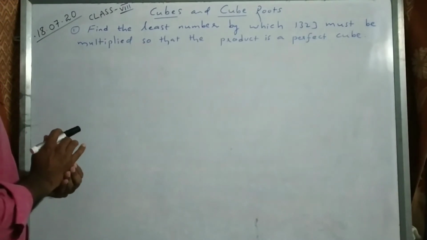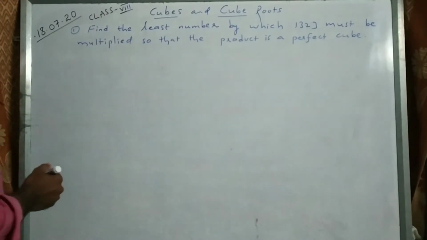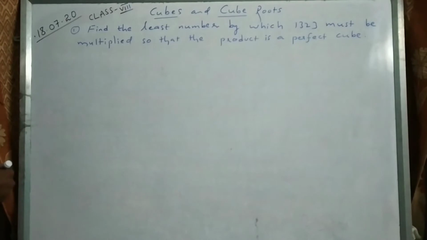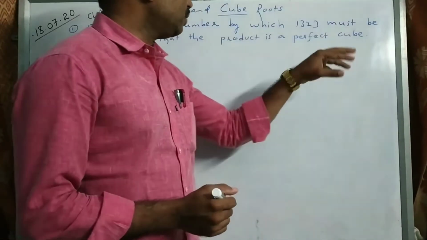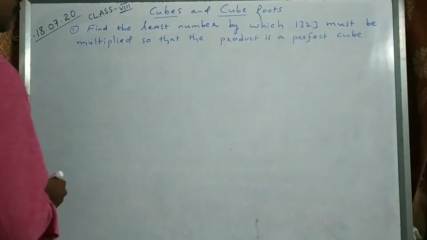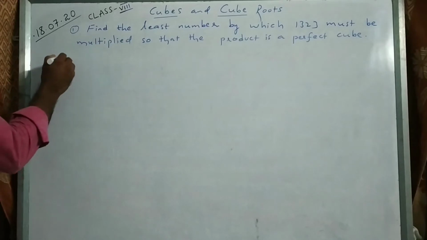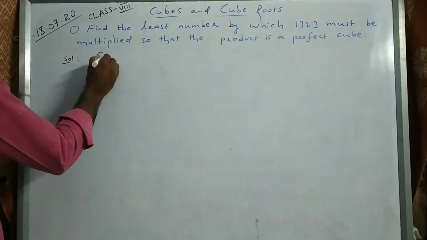In cubes and cube roots, look at this problem. Find the least number by which 1323 must be multiplied so that the product is a perfect cube. Actually, this 1323 is not a perfect cube, right? So by what number must you multiply to make it a perfect cube? That is my question.